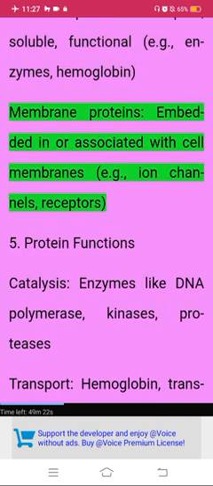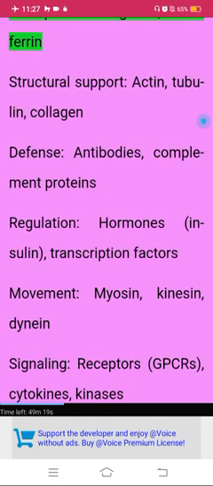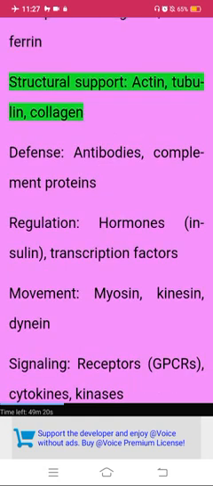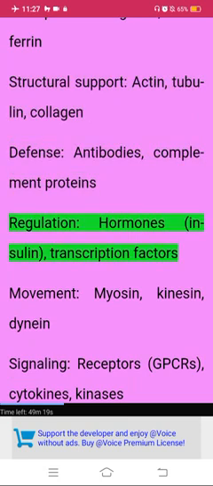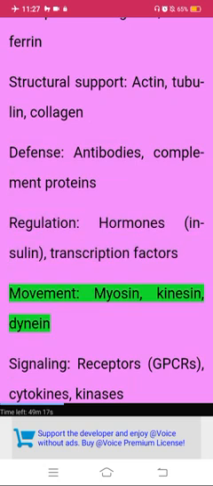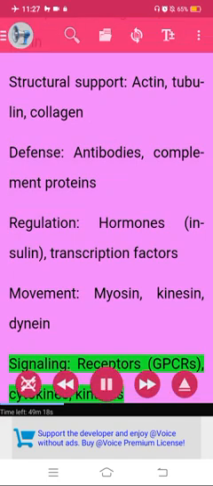Membrane proteins, embedded in or associated with cell membranes, e.g., ion channels, receptors. 5. Protein functions. Catalysis, enzymes like DNA polymerase, kinases, proteases. Transport, hemoglobin, transferrin. Structural support, actin, tubulin, collagen. Defense, antibodies, complement proteins. Regulation, hormones, insulin, transcription factors. Movement, myosin, kinesin, dynein. Signaling, receptors, GPCRs, cytokines, kinases.